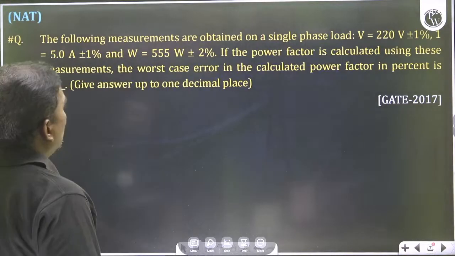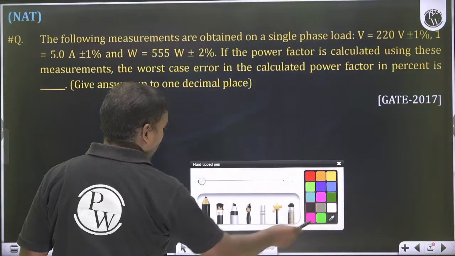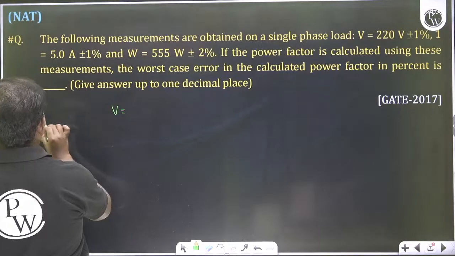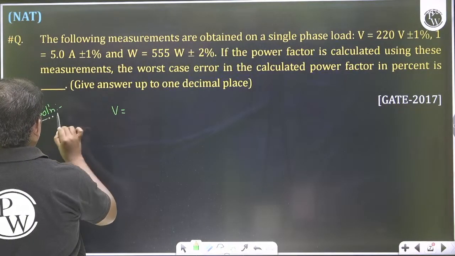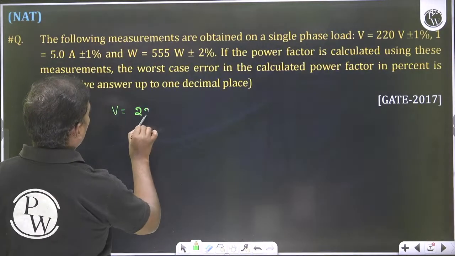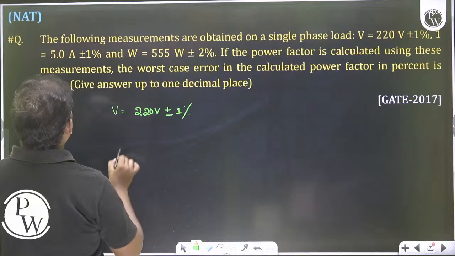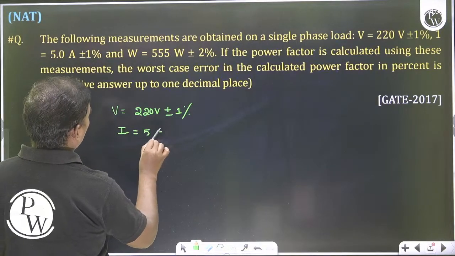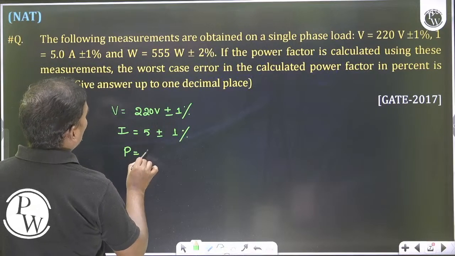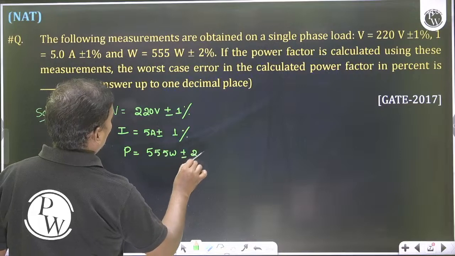The following measurements are obtained on a single load. V is equal to, so what is given? V is equal to 220 volts plus or minus 1%. Next, I is equal to 5 amperes plus or minus 1%, and the power W is equal to 555 watts plus or minus 2%.